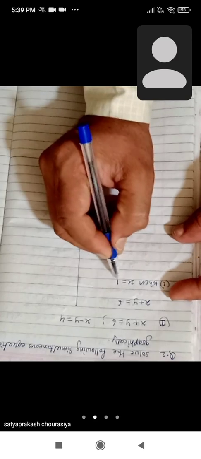So when x is equal to 1, now I am finding the first point. Substitute x is equal to 1 in the given equation. So 1 plus y is equal to 6. Therefore, now bring the 1 to the right hand side. This will become minus 1. So therefore y is equal to 6 minus 1, which is equal to 5.